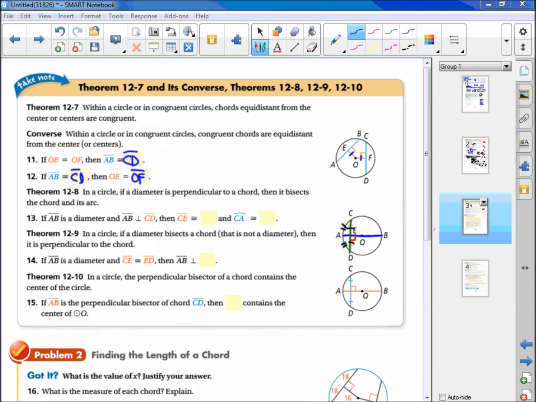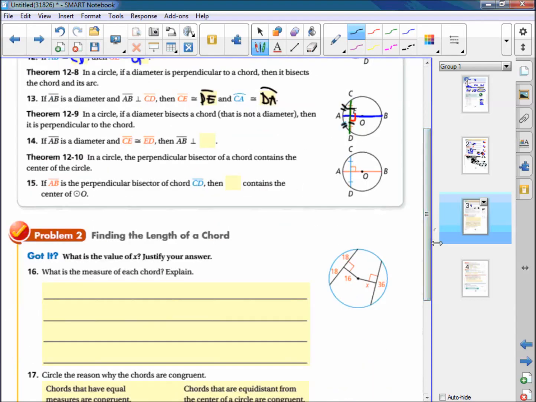So if AB is a diameter and is perpendicular to another chord CD, then CE is going to be congruent to DE, the other half of the chord, and arc CA will be congruent to arc DA, the other half of the arc formed by the total arc CD. All right, 12-9: in a circle, if a diameter bisects a chord that is not a diameter, then it is perpendicular to the chord. It's kind of like the converse of the other one. So if I split this chord in half with a diameter, then I'm going to have perpendicular here.